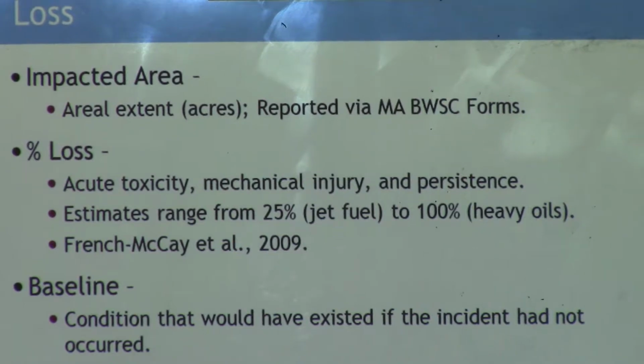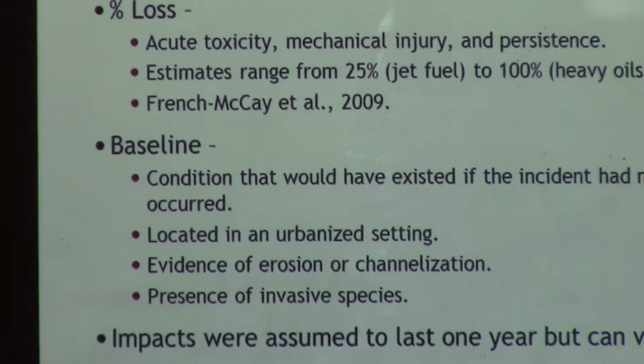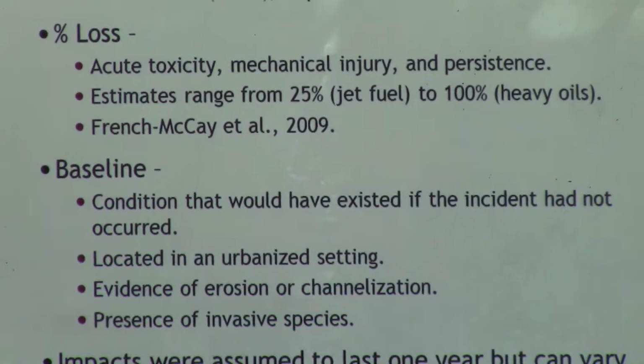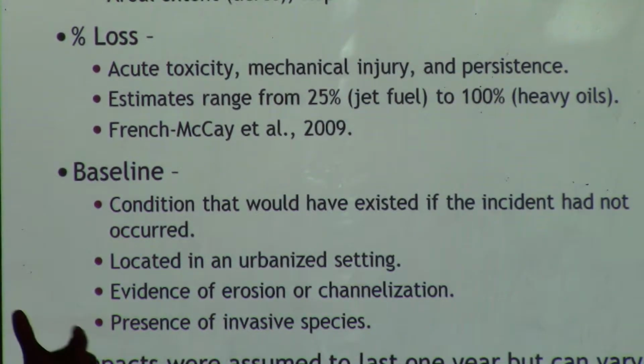Percent loss. So the percent loss comes very much from the literature, and it is the reduction from baseline, and baseline is but for the contamination. And we're going to talk about baseline next, as you can see. And we based a percent service loss on the acute toxicity, mechanical injury, and persistency in the environment. And the ranges are low. The low range is 25% loss. So if you had a pristine area, it would be a 25% loss to that area. And the high range is 100% for heavy oils that are impacting that area.